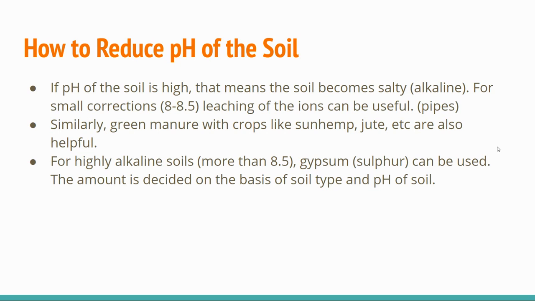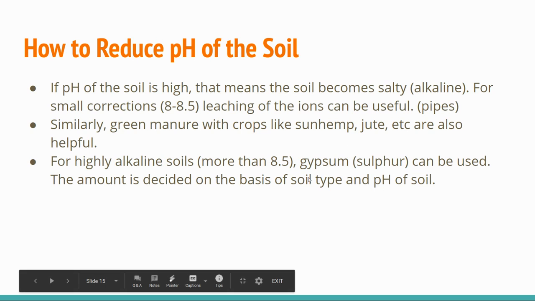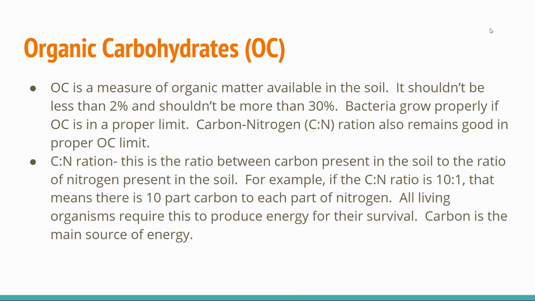For highly alkaline soils, sulfur can be added, and the amount is decided on the basis of the soil type and pH of the soil. And there are different types of sulfur you can add. Here we list gypsum. There are other types.